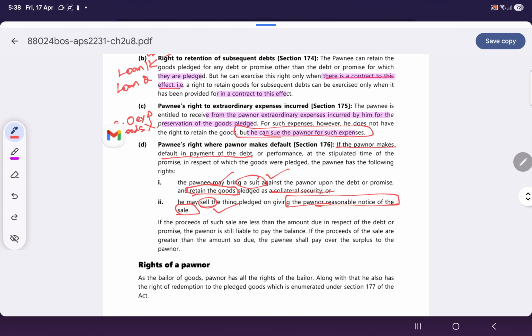If the proceeds are less, say we gave a loan of 1 lakh and we sold and got only 90,000, then we can recover 10,000 from the pawner. But if the receipts are more, say we got 1,20,000, then we have to return the 20,000 to the pawner. If the proceeds of such sale are less than the amount due in respect of the debt or the promise, the pawner is still liable to pay the balance. If the proceeds of the sale are greater than the amount so due, the pawnee shall pay over the surplus to the pawner.